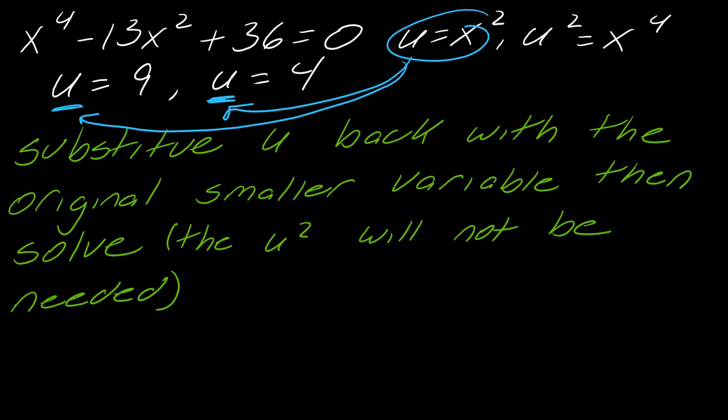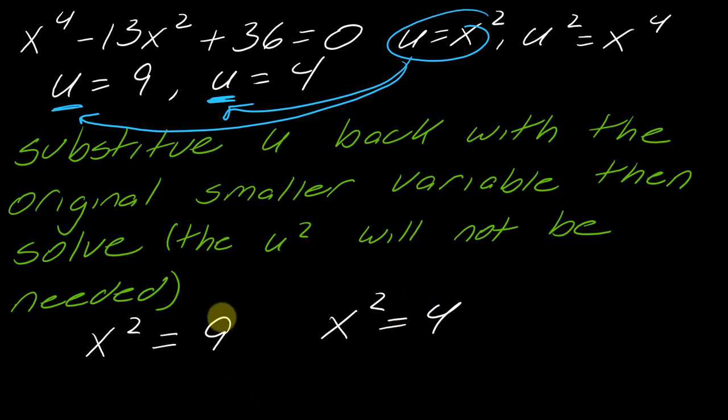This becomes now, instead of u equals 9, this will say x squared equals 9 and x squared equals 4. Okay, so u equals 9 became, because we have u equals x squared, so now replace the u with the x squared. This becomes x squared equals 9. And then u equals 4 will become, again, replacing the x squared. Okay, so here's where everything is.